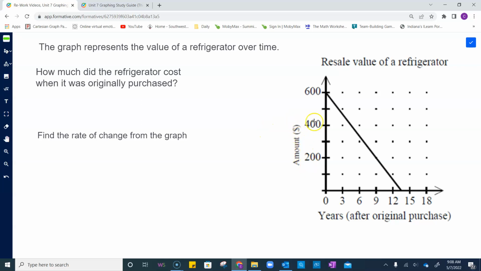So we have the money as our dependent variable. How much you're going to get for the refrigerator depends on how long you've owned the refrigerator and used it. So the years are on the x-axis and the money is on the y. And our first question that we're asked for this is, how much did the refrigerator cost when it was originally purchased? So if you're looking at it at time 0, how much did it cost? And the answer is it cost $600. Okay, the ordered pair would be 0 years, $600.